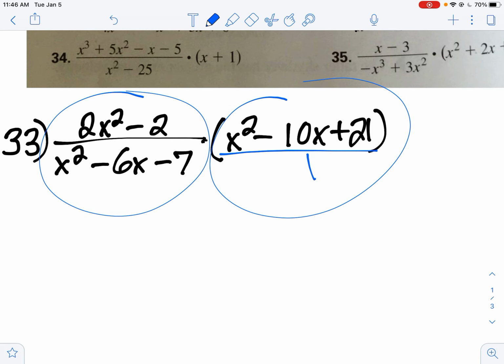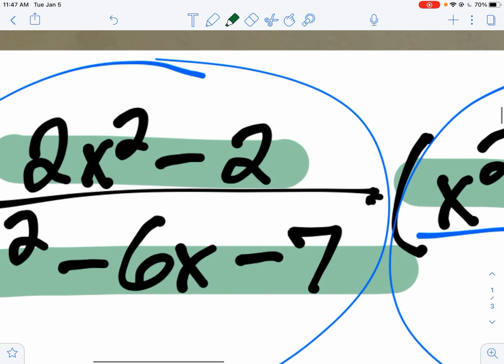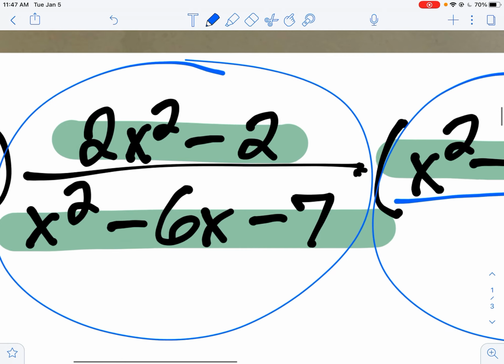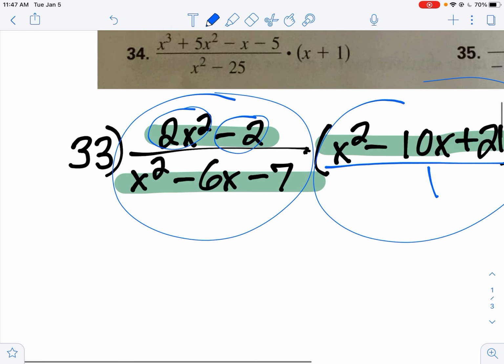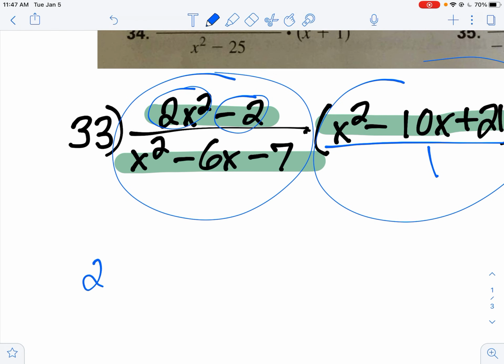The first thing I want to do is look for any greatest common factors in any of these polynomials, because really I have 3 polynomials going on here: 2x squared minus 2, x squared minus 10x plus 21, and x squared minus 6x minus 7. I'm going to start here, and I notice I do have a greatest common factor. I can factor 2 out of here because 2 is a factor of 2x squared and negative 2. So I factor that out, and I get 2 times x squared minus 1.